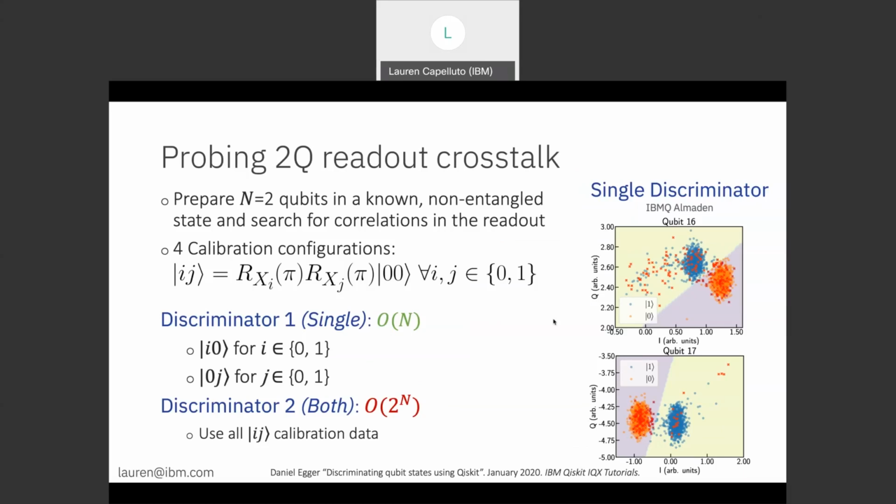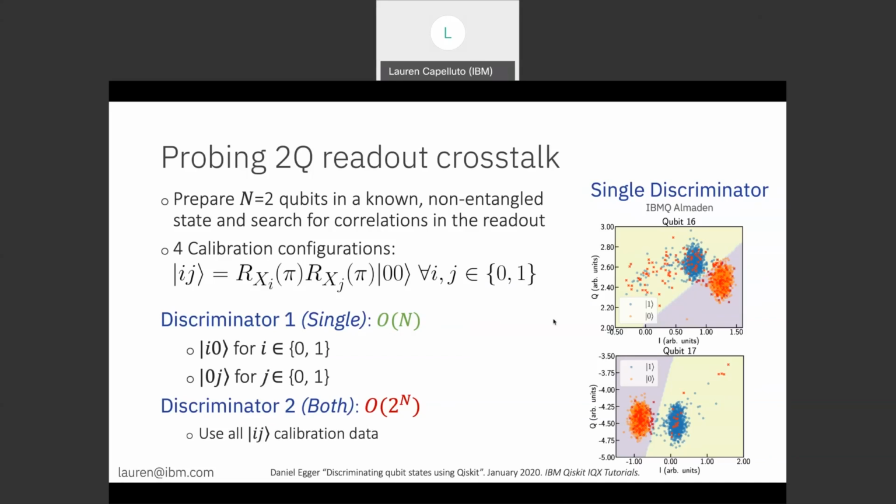We selected two qubits randomly for this experiment, qubit 16 and 17 on IBM Q Almaden. And what we did was set up 4 different configurations of these qubits, all 4 where we have 4 product states. We have the 0-0 state where they're both in the ground state, the 1-0 state, the 0-1 state, and finally the 1-1 state where both qubits have been set up in the excited state. And then immediately after, we measure all 4 configurations separately.